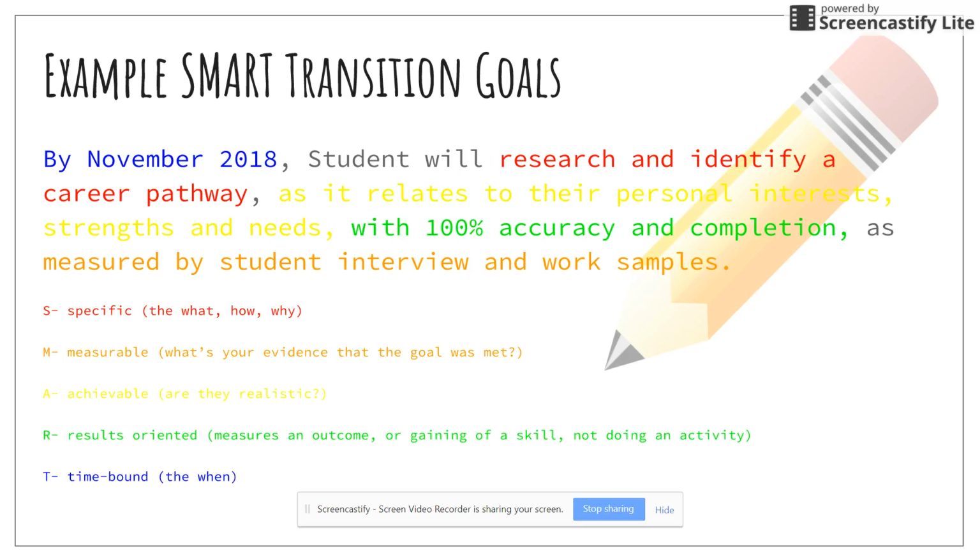Let's look at another example SMART transition goal. By November 2018, student will research and identify a career pathway as it relates to their personal interests, strengths, and needs with 100% accuracy and completion as measured by student interview and work samples. The specific in this goal, or the S, is research and identify a career pathway. A student will be doing that thing.